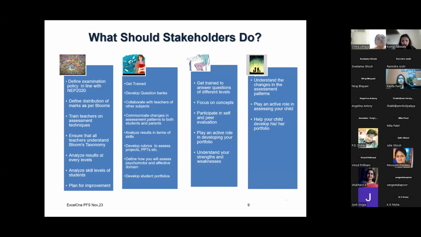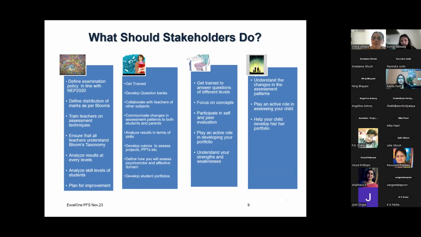So what should the school do? First, the school needs to define its examination policy. So as a school, if you don't have an examination policy, it's time to get one ready, because the NEP demands that the school needs to have an assessment policy, which is in line with whatever the NEP has said. Define the distribution of marks as per Bloom's taxonomy. So how are you going to distribute the marks as per Bloom's according to the different domains and as per the hierarchy in Bloom's taxonomy?